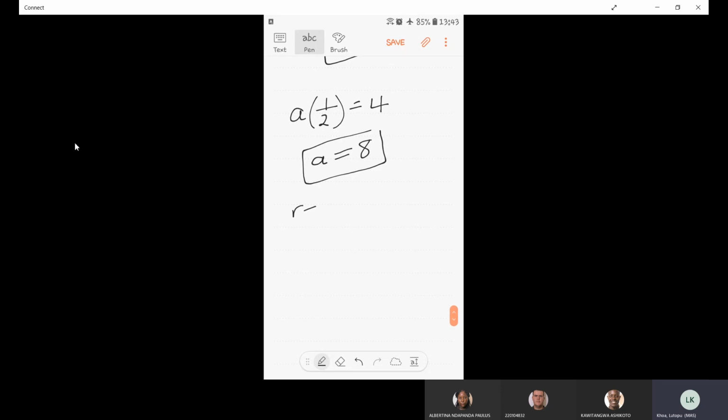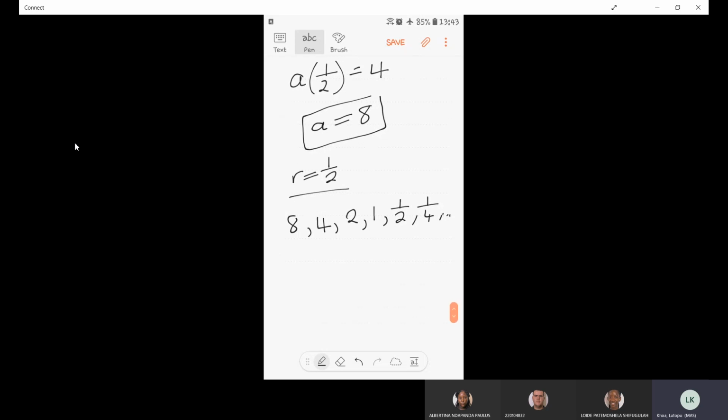When r is equal to a half, what you have is the first term is 8. Then to get the next one, you multiply 8 by a half, you get 4. Then you multiply 4 by a half, you get 2. Then you multiply 2 by a half, you get 1. 1 by a half, you get a half. A half by a half, it's a quarter. And it continues, the dots there. So it continues in that way.